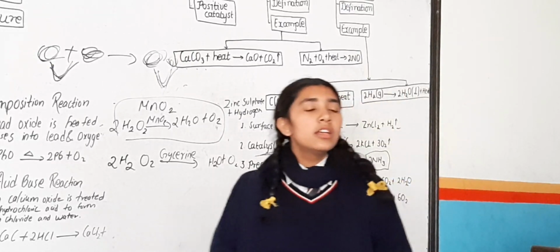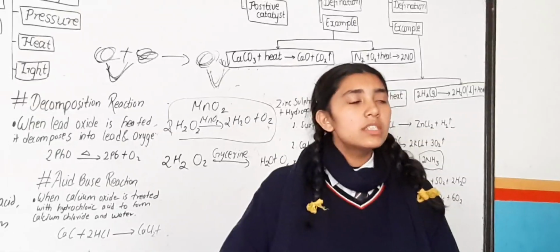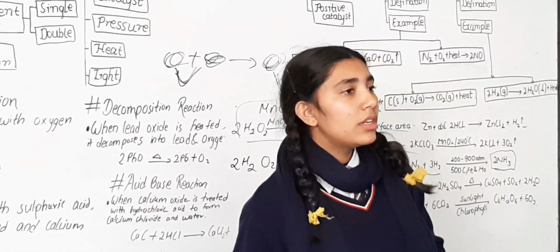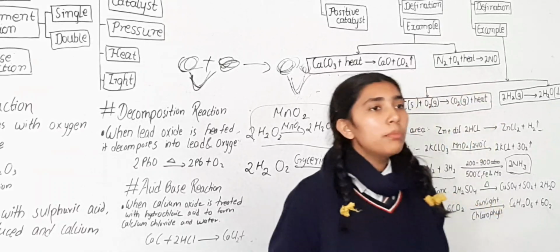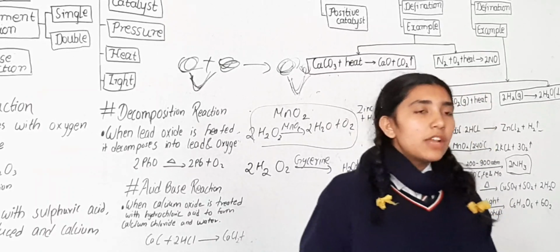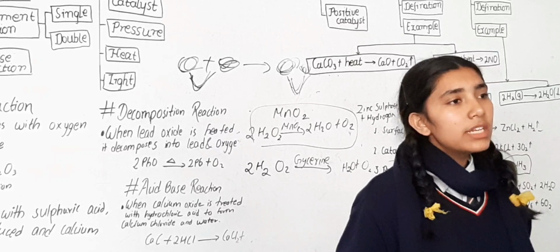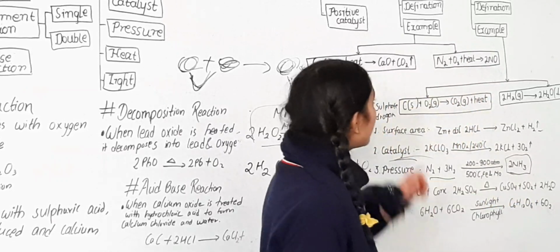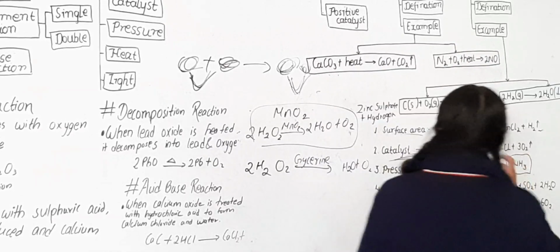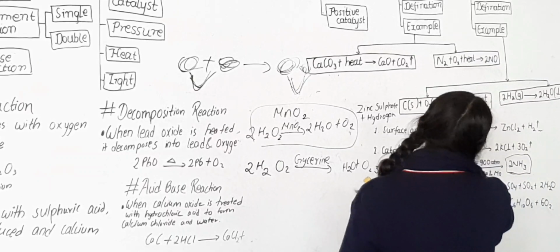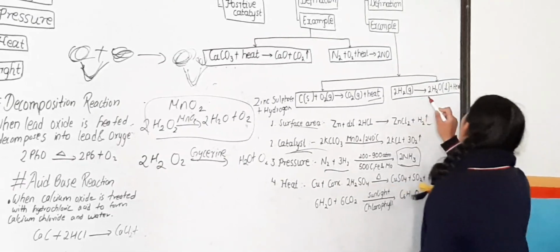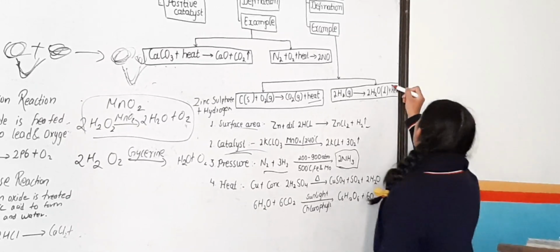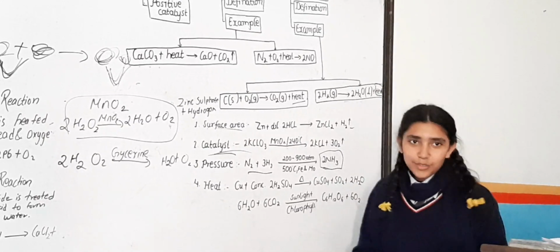Exothermic reaction. The chemical reaction in which heat is released is called exothermic reaction. The compound which is formed and which releases heat to the surrounding is called exothermic compound. For example, C plus O2 gives CO2 plus heat, and 2S plus 2O2 becomes 2SO2 plus heat, and it releases heat. Thank you.